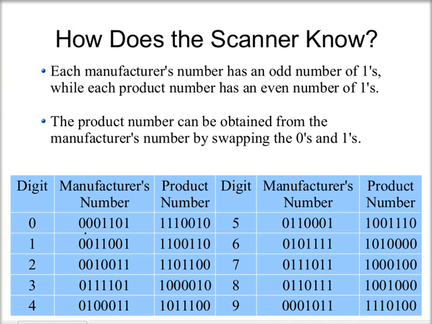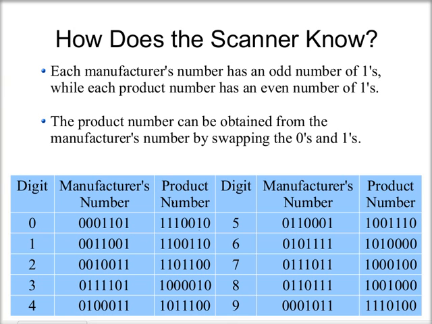So here for 0, I've got 3 zeros to start with for the manufacturer's number. Then the product number starts with 3 ones. Then I've got 2 ones here and 2 zeros over here in the product number, and a 0 and a 1 in the manufacturer's number, which flips over to a 1 and a 0 in the product number. So that is a summary of how the UPC barcode works.